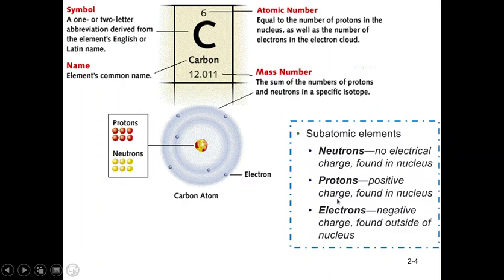In atoms, sorry, I lost my train of thought. In atoms, we have three different parts. We have neutrons, protons, and electrons. Neutrons are neutral, and they're found inside of the nucleus. Protons are positive, so P for positive, and those are also found in the nucleus. And then the electrons are negative, and they're found surrounding the nucleus in the orbitals. Those are the three basic parts that all atoms are made out of. Make sure that you guys keep that in mind.